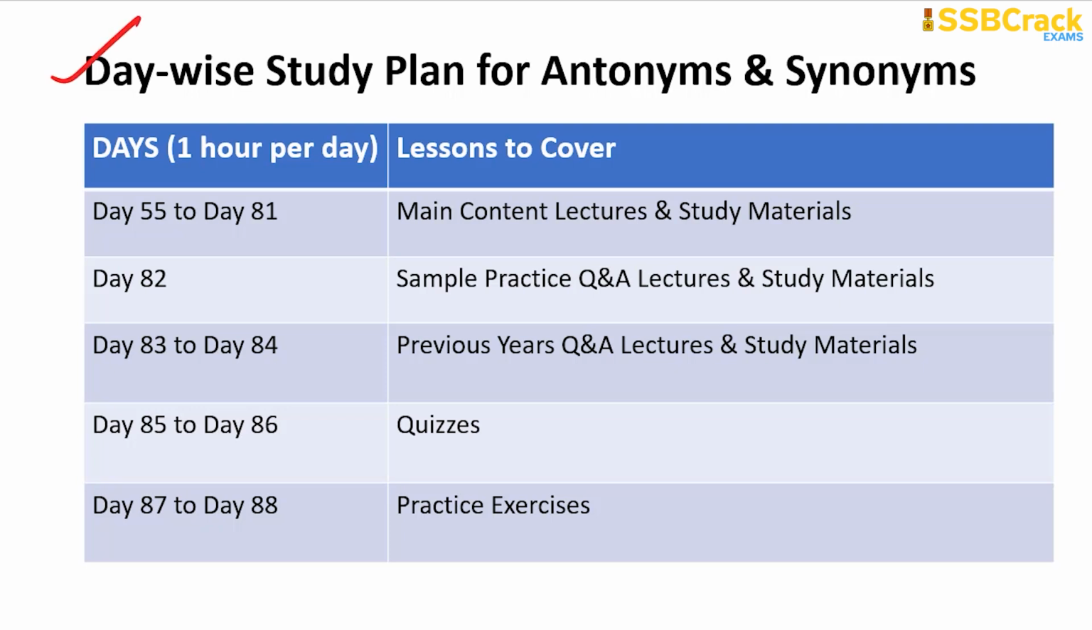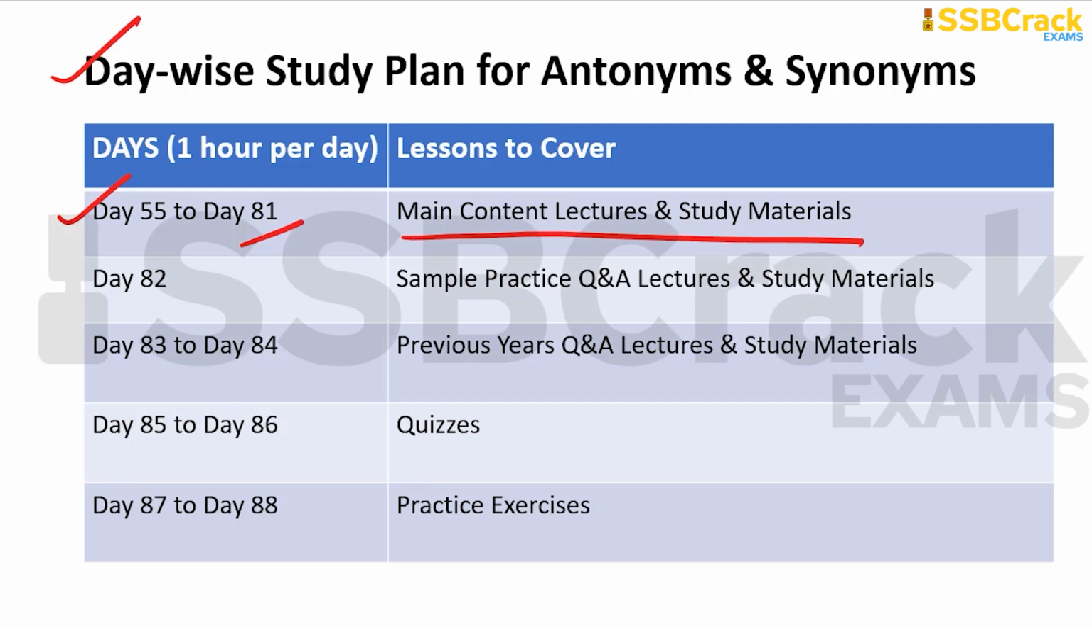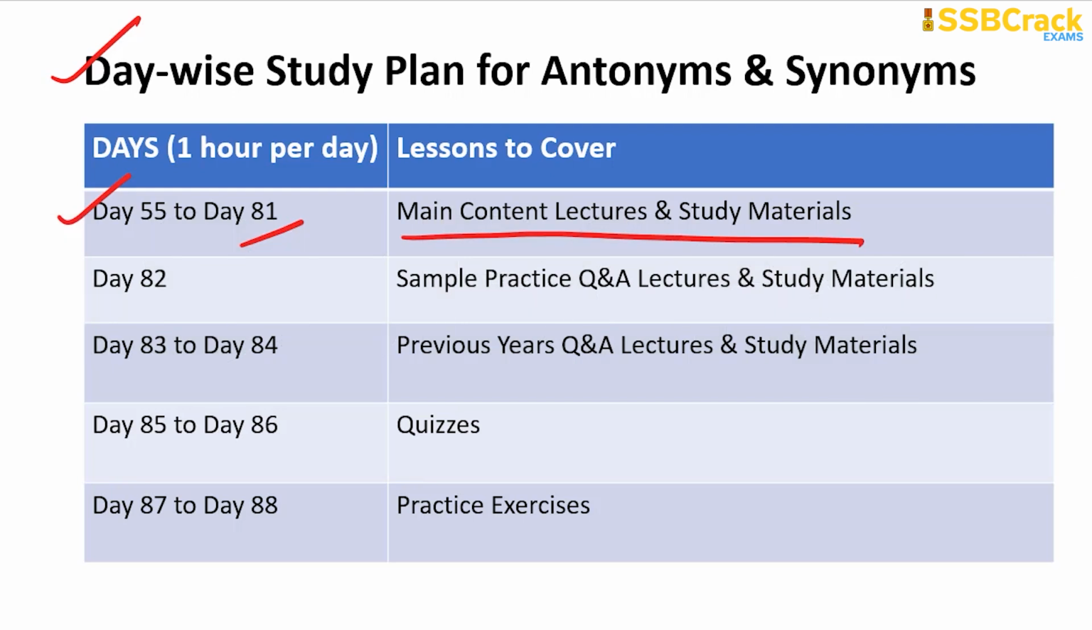So this is again the day-wise study plan for antonyms and synonyms. After you have completed spotting of errors, we will go on to antonyms and synonyms. From day 55 to day 81, you have to go through the main content lectures and study materials for both the antonyms topic as well as the synonyms topic. So there are different antonyms and synonyms. Over 500 plus words have been provided. It's a huge knowledge bank for you that will come very handy in your NDA English section. I would request you to go through these study materials and lectures.